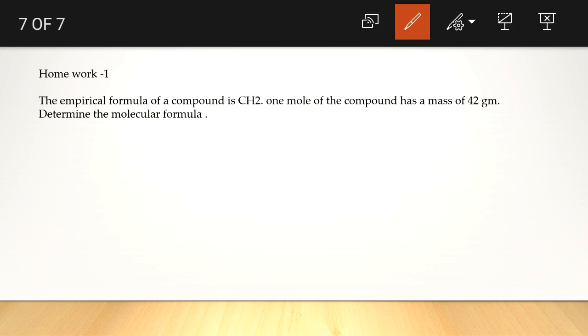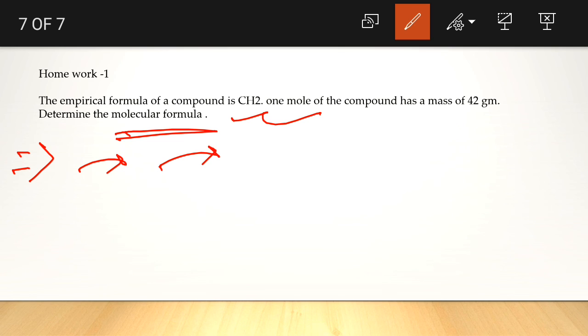Now here is a homework for you guys. Please do this homework and tell me what is the molecular formula of this compound. I am giving you the steps. Before determining the molecular formula, you have to determine the empirical formula first, and then you have to go for determining the molecular formula. So what will be the answer? Please do it and tell me in the comment box.